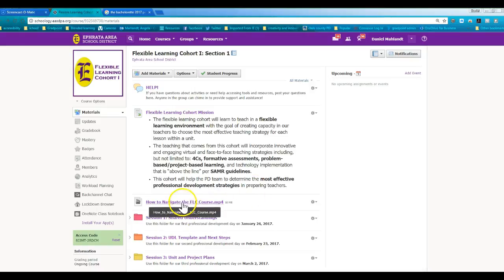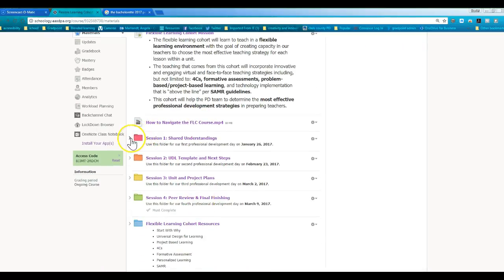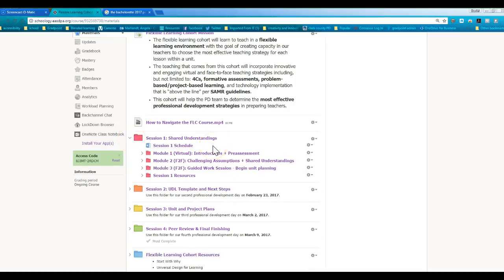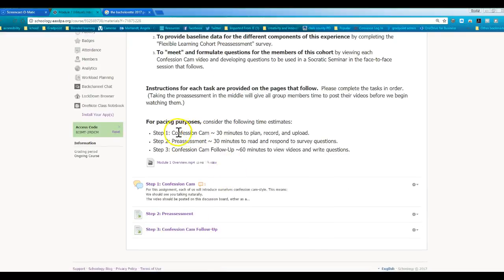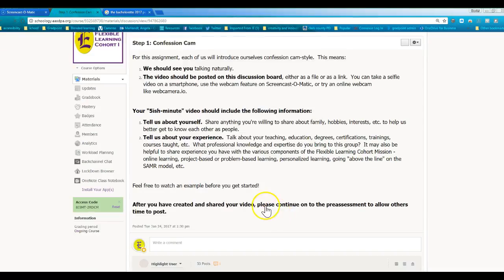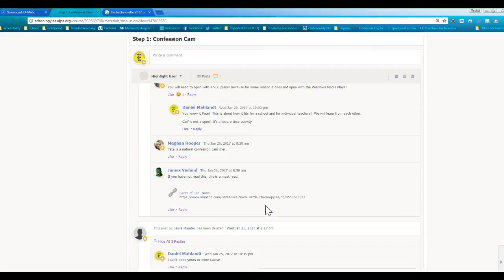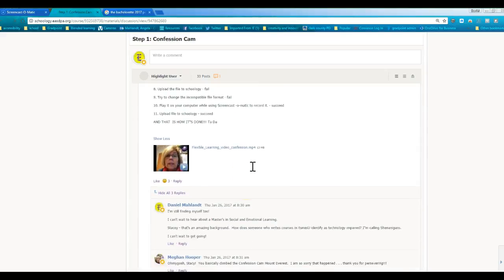We begin with a video on how to navigate the course, and then we get right into session 1, which you saw the calendar earlier. It had the schedule, the introduction, the pre-assessment, and in this area they could actually go in and take the pre-assessment. We gave them confession cam, the pre-assessment, the confession cam follow-up, and then we all met together inside the confession cams, which were a lot of fun, really. I must say that we all did it. There I am. We all put our confessions in there and responded to each other. It was a neat way to get started.